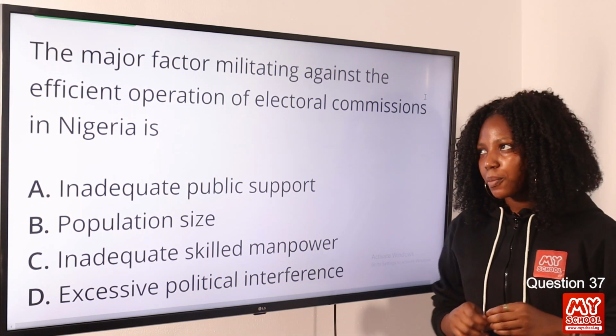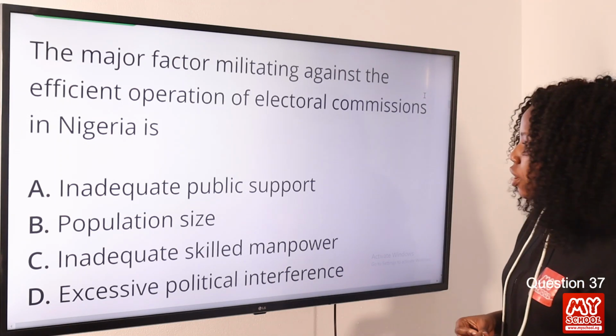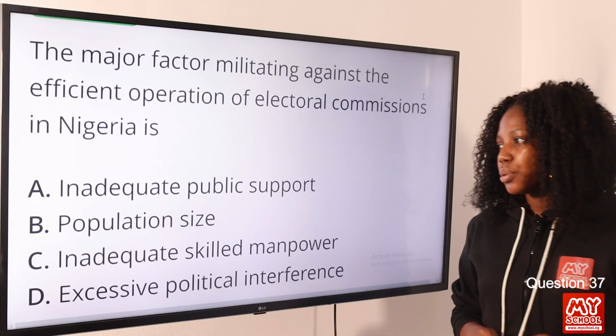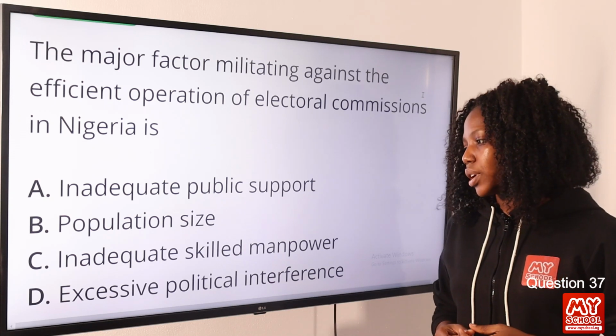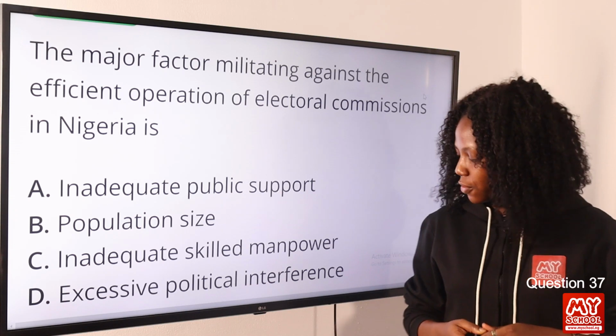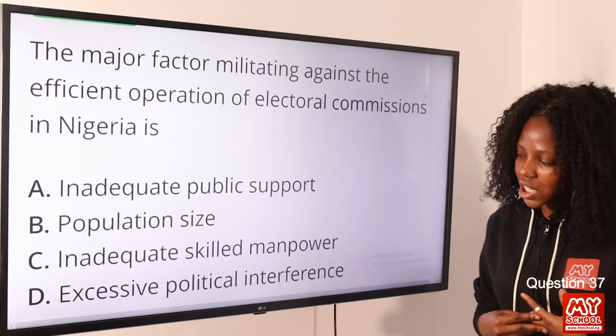Question 37. The major factor militating against the efficient operation of electoral commissions in Nigeria is dash. Option A, inadequate public support. Option B, population size. Option C, inadequate skilled manpower. Option D, excessive political interference. The answer to this question is option D, excessive political interference.